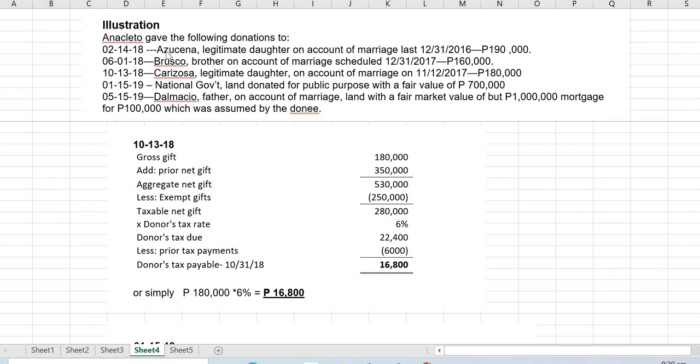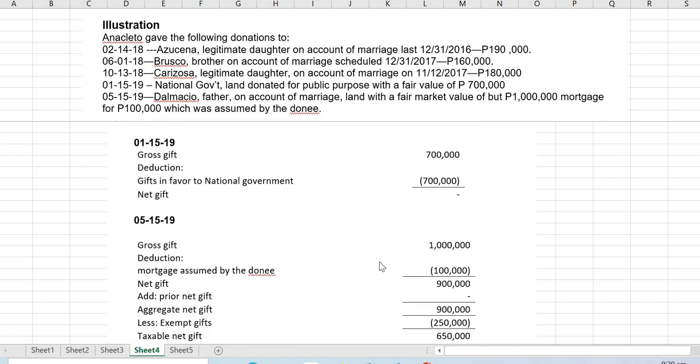So, if it is different, say for example, 1-15-2019, it is different already. The gross gift is 700,000, and your deduction is also 700,000, right? So, the net gift is zero. So, you have nothing to pay. Okay? It is included in the gross gift. Since if you donate in favor of the national government, you can claim it as a deduction. So, if it is included in the gross gift, you deduct it. So, the net gift is zero.